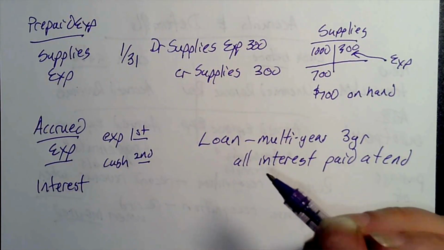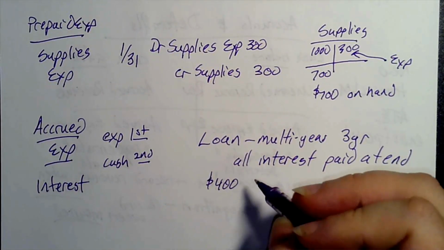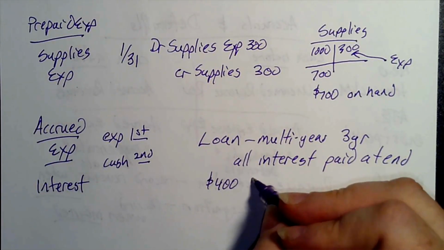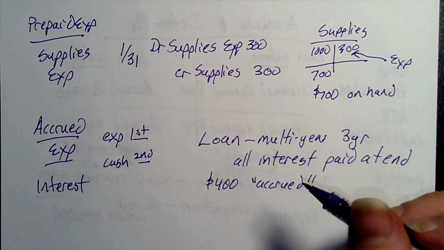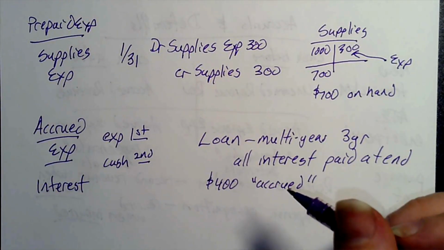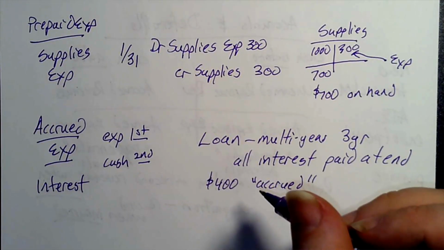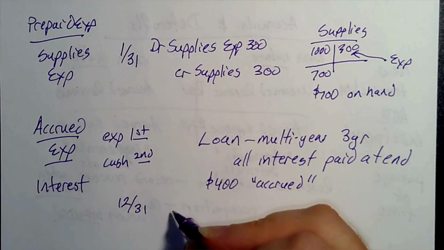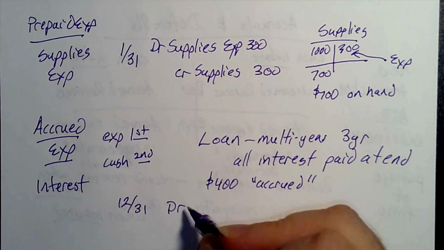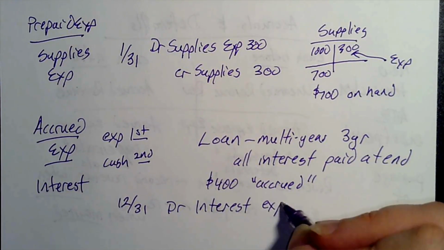So in the example in the homework, it says the amount of interest that we have racked up, that we have accrued for this year, is $400, meaning we're not paying it yet, but of the total amount of interest that we pay at the end, $400 is because of this year's use of the loan. And so at the end of the year, we have the loan and we have an interest expense, and it's $400.